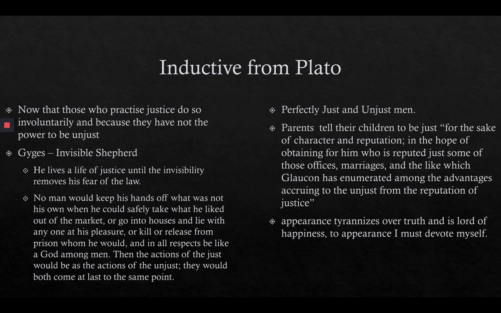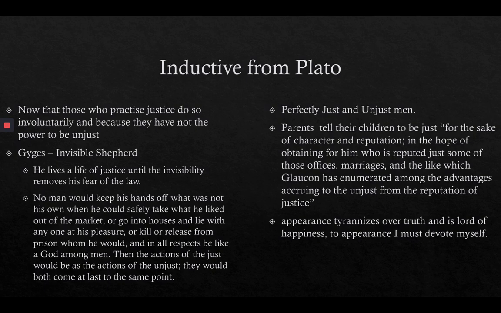At which point, Glaucon and Adeimantus finally get to this idea that parents tell their children to be just for the sake of character and reputation. And so they're telling their children to at least appear just because that's what will get them offices, marriages, and the things that Glaucon listed for the perfectly unjust man. And this leads Adeimantus to say that appearance tyrannizes over truth and is the lord of happiness. It's the appearance of that justice that is sort of tyrannizing over the truth of the just man.